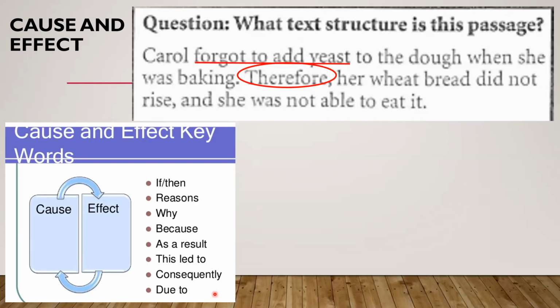So because of Carol forgetting to add the yeast, what happened? Her wheat bread did not rise and she was not able to eat it. So because of that, because we went further than just the key words, we confirm this passage to be a cause and effect passage because it tells us what happened and why it happened.